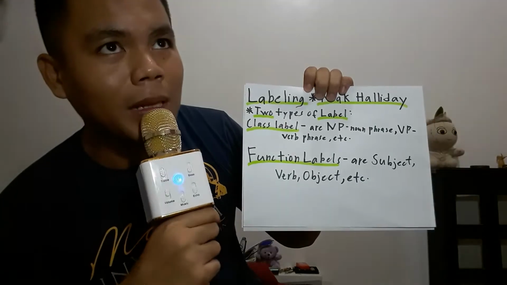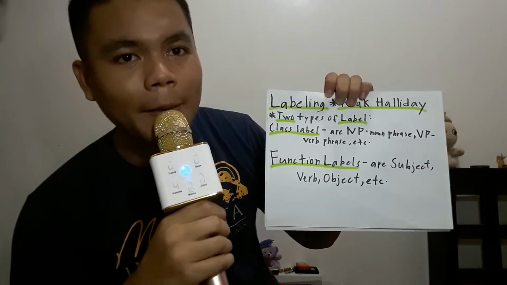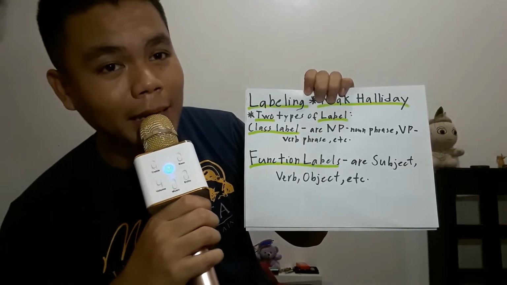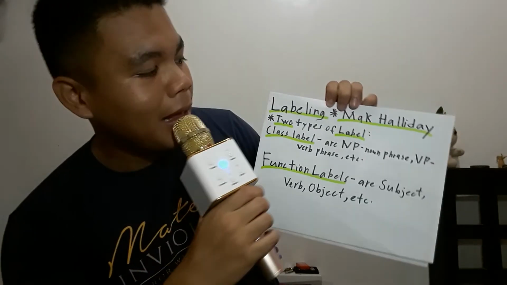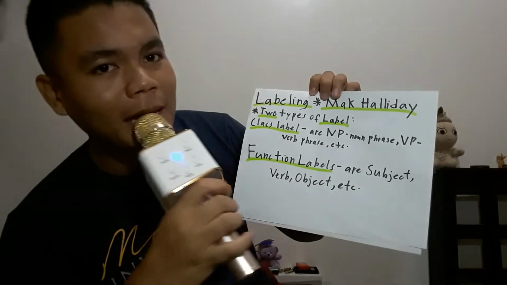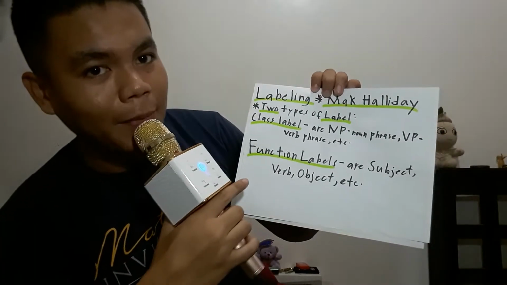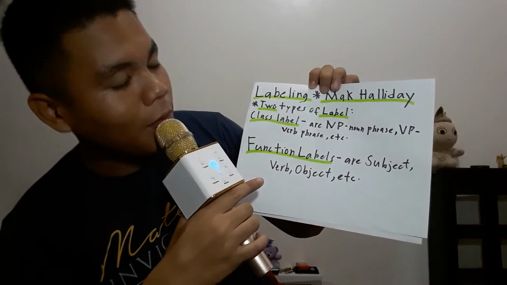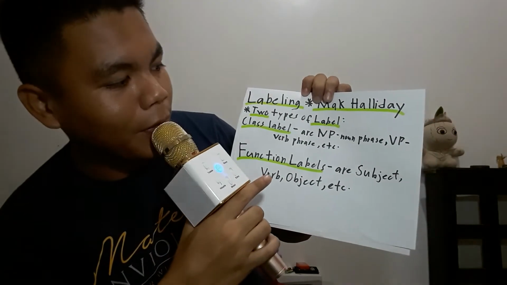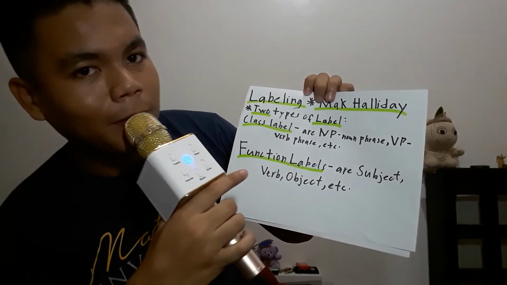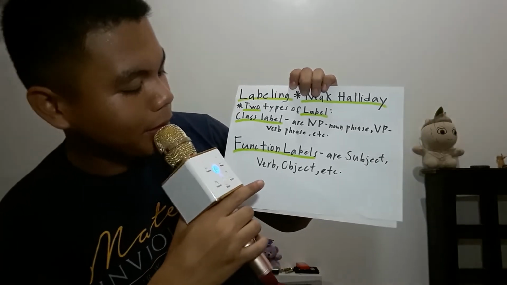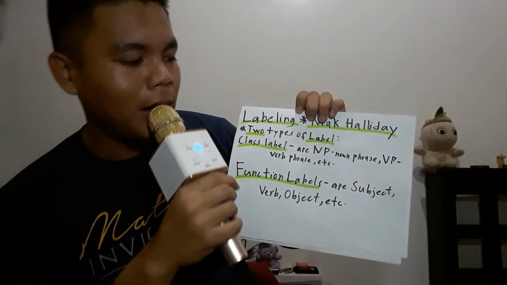One inadequacy of immediate constituent is that it does not show the nature or the function of every word in the sentence. That's why labeling was invented, which was introduced by Halliday. In labeling, we have two types, which are class labels and function labels. In class labels, we have the NP or noun phrase, VP, which is the verb phrase, and etc. In function labels, we have the subject, the verb, and the object.